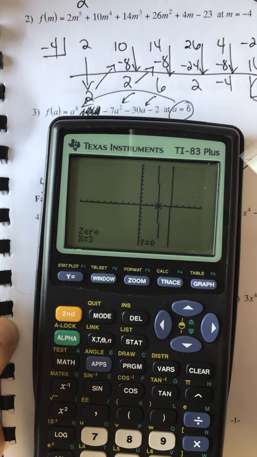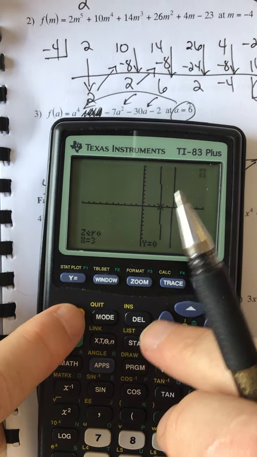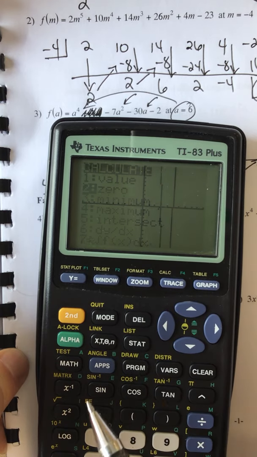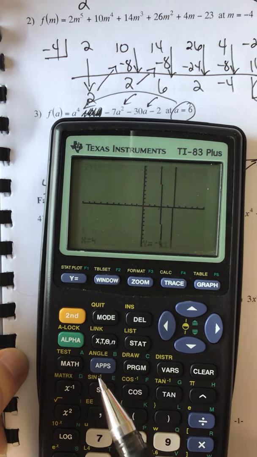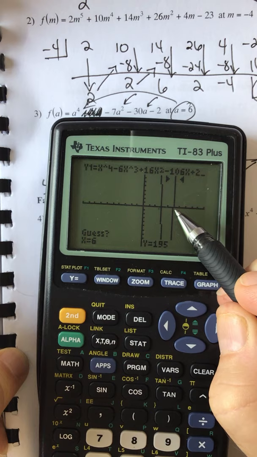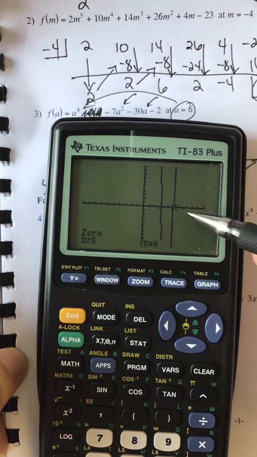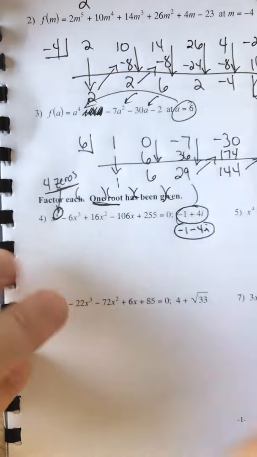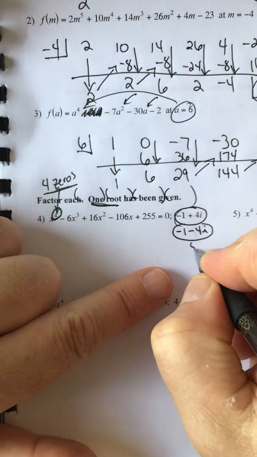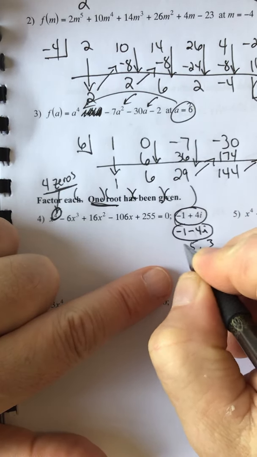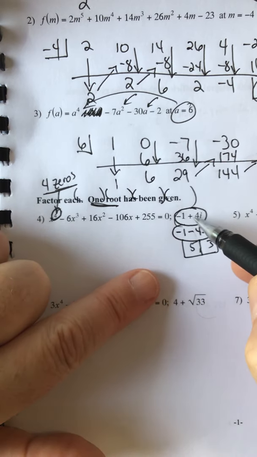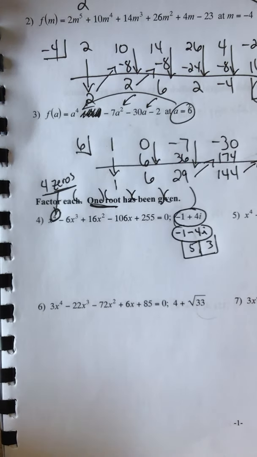3. And then I could go for the next one, second calculate 0, left at 4, right at something like 6, so it'll search between there and it'll find that one. Looks like it's going to be 5 and 5. So the other 2, so I already know from the calculator that the other one is 5 and the other one is 3. So there's the 4 zeros, 2 imaginaries and 2 reals.